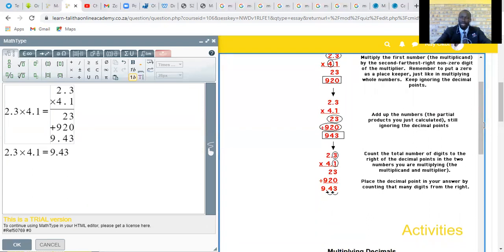So now, after that, we are going to be looking at the different activities. That is, how do we then use this law or set of rules in establishing the product of decimal fractions. So there we go. Here we now have activities.